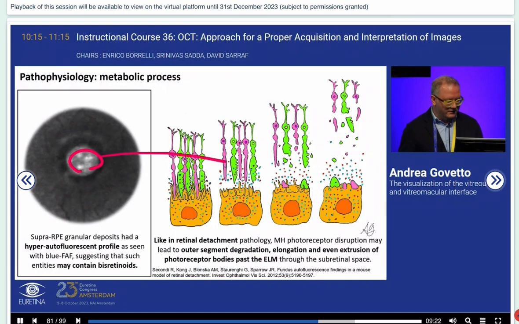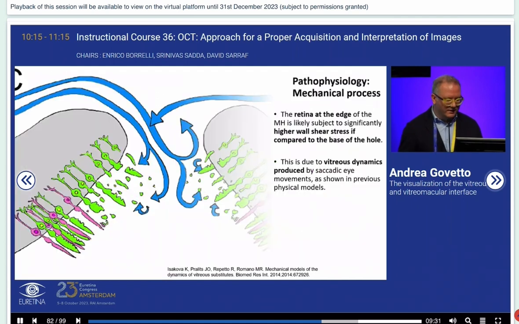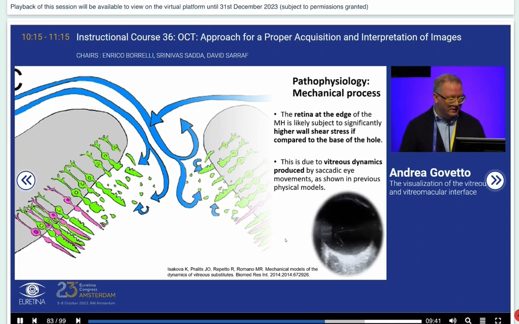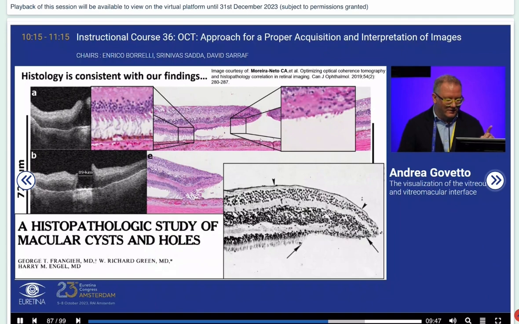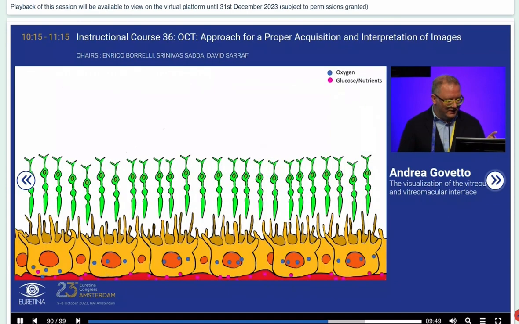So when a photoreceptor detaches, like in retinal detachment, it degrades, right? It doesn't have oxygen or nutrients to stay alive, so it suffers. And also, at the border of the hole, there are currents of vitreous that are continuously moving cells around, contributing to photoreceptor degradation. And histology tells us that at the border of the hole, photoreceptors are missing. Very important.